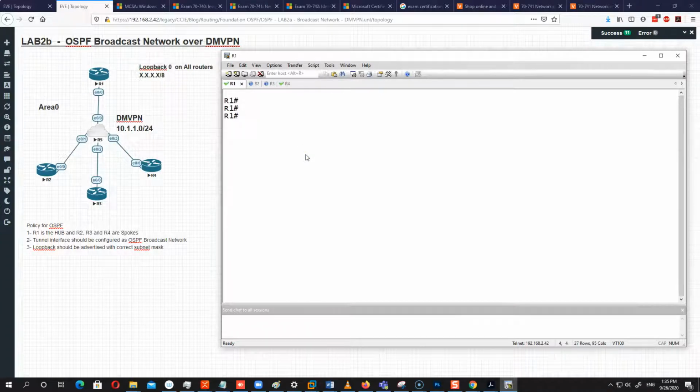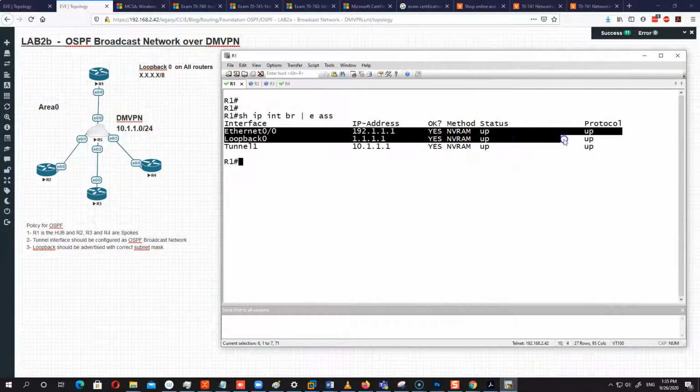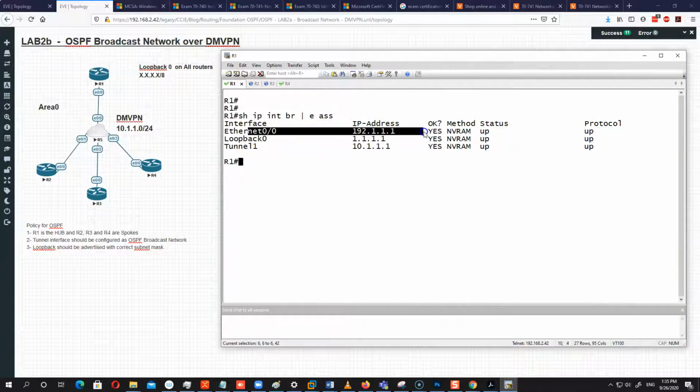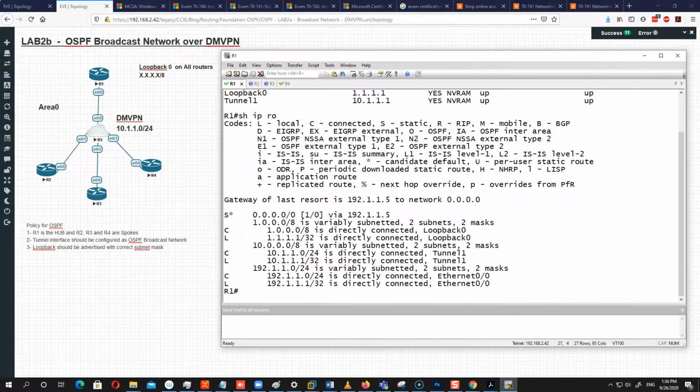Okay, so what we have done already, if you look at the configuration, similar two interfaces, but we have the Ethernet 0/0 as a public interface, and we have created a tunnel interface, right? And if you look at the route, you will see that I have one default static route towards router number 5, which is acting as the ISP cloud.